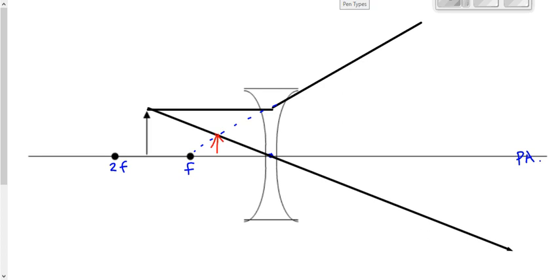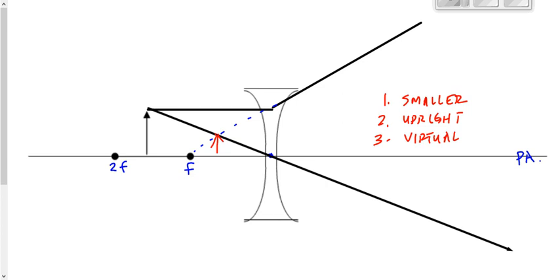The characteristics of this image: this red image is smaller than the object. It's upright. And this red image is real or virtual? It's virtual. Dotted lines intersect. It's a virtual image. It means if you ever want to see the image formed by a concave lens or a diverging lens, you've got to physically look into the lens in order to see it.